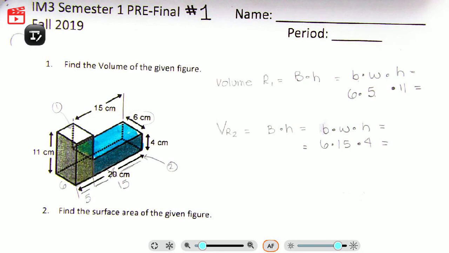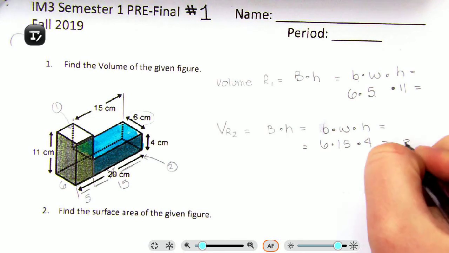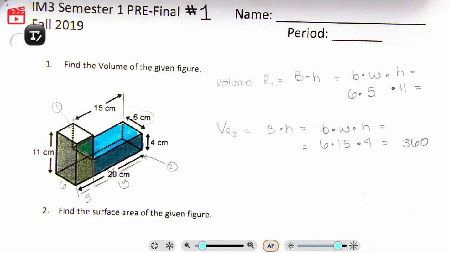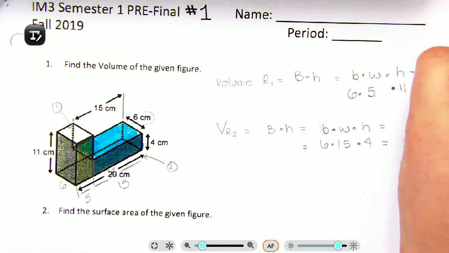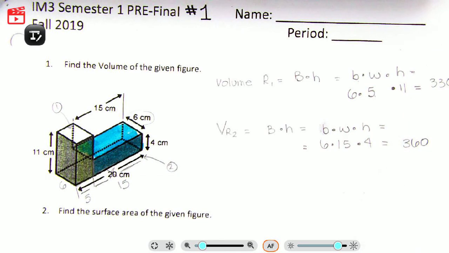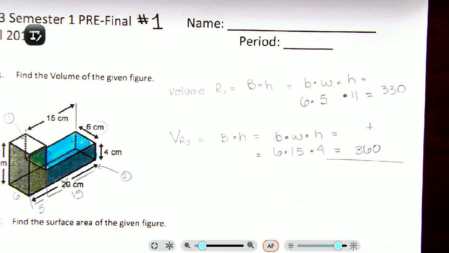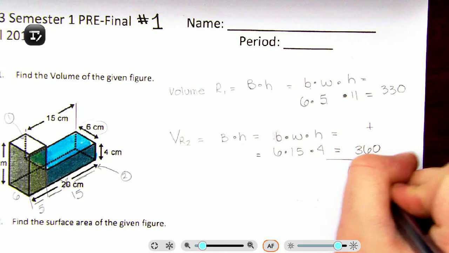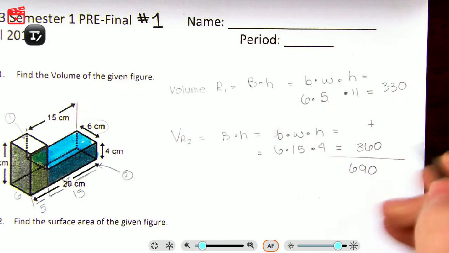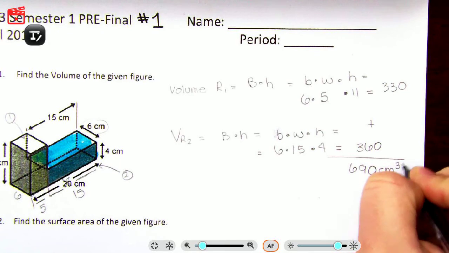So again, I'm using my calculator. 6 times 15 times 4, that's 360. And then the top one is 6 times 5 times 11, and that's 330. So then we're going to add those two together, and we're going to get a total of 690. Now don't forget your units. This is centimeters, and volume is always cubed.